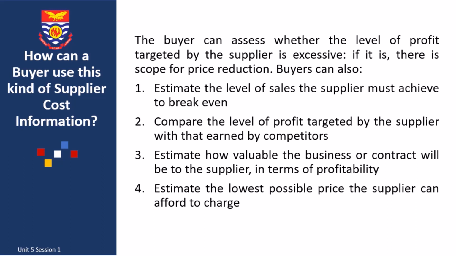We can also use this kind of information to estimate the lowest possible price the supplier can afford to charge. Remember, we don't want our suppliers to run losses or to go bankrupt. As part of being sustainable, we are using our power fairly, so we know the lowest possible price the supplier can take, so that we don't go below that price. We don't want to force our suppliers to do anything they will not like or anything that will be detrimental to the success of their organizations.